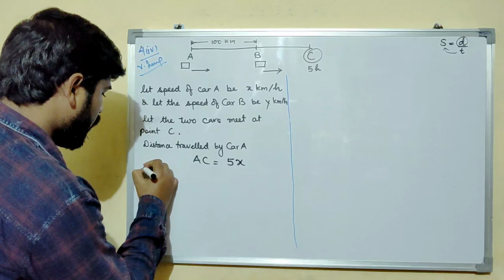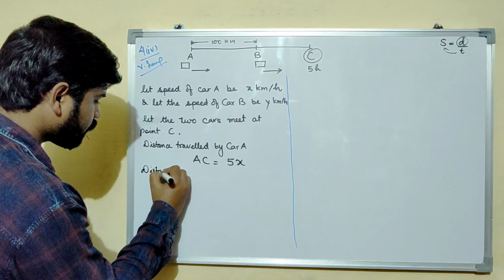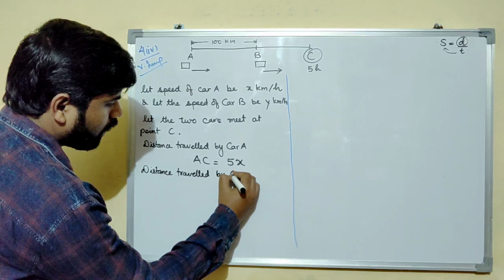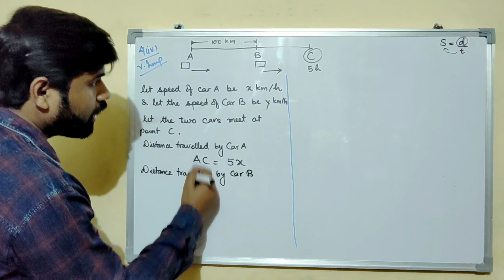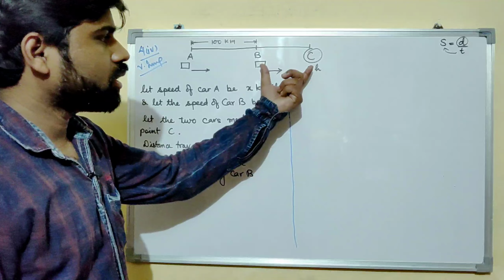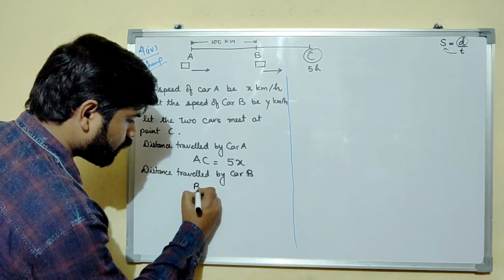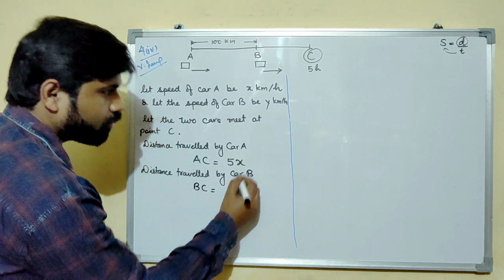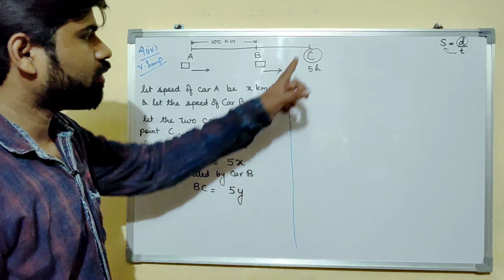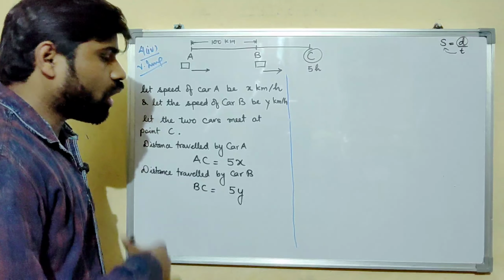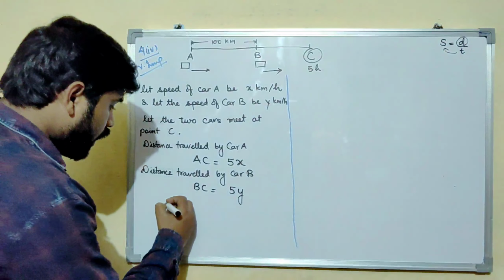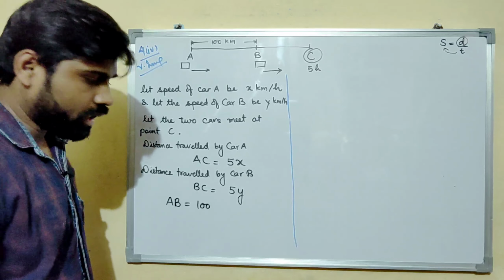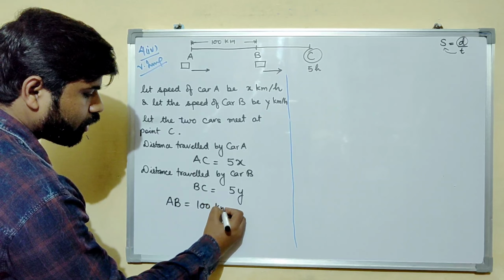Simple. Now, distance traveled by car B. What is the distance traveled by car B? It is BC. So BC equals speed into time. That means speed is y, time is 5, because car B also took 5 hours to reach the point C. Now how to make equations? You know that the value of AB is 100 km, right? The value of AB is 100 km.